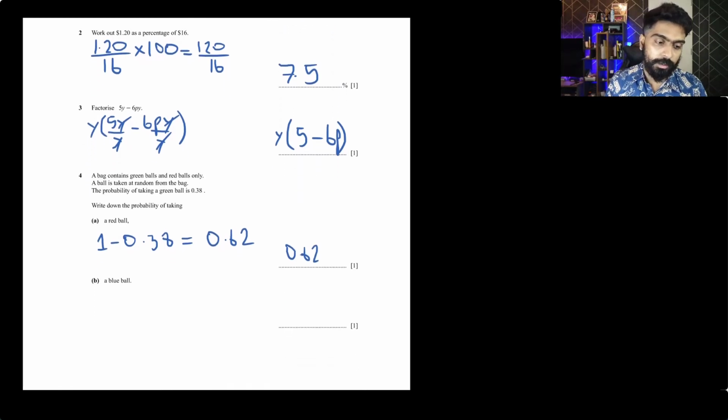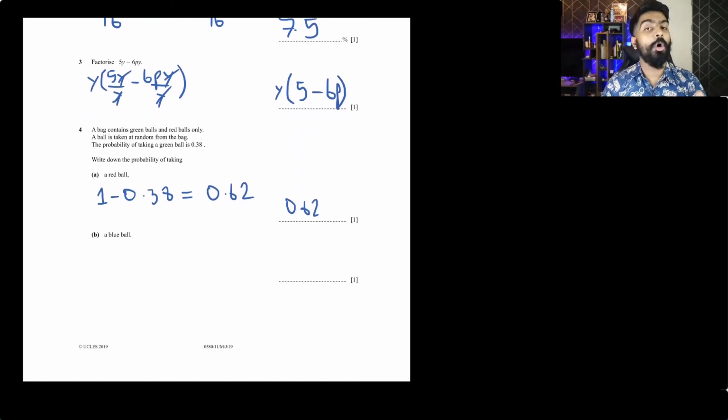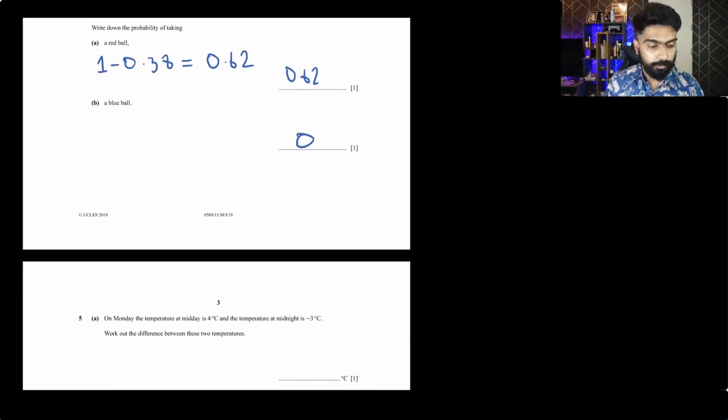Now let's go to the next one guys. So we are looking for a blue ball. There are no blue balls in the bag, so the probability is 0, right guys, probability is 0.